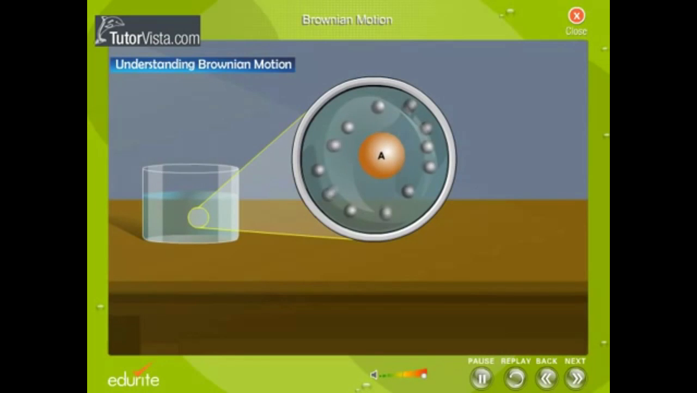Now, observe the particle B, which is very small. Particle B is hit by less number of molecules. Moreover, it is not hit equally from all sides. Due to this, there is a resultant force. This resultant force alters the direction of particle B. When particle B moves, the direction of the resultant force also changes, resulting in a zigzag motion.